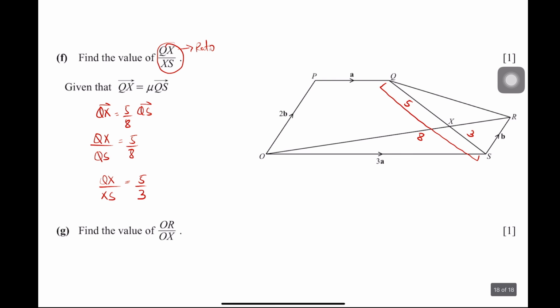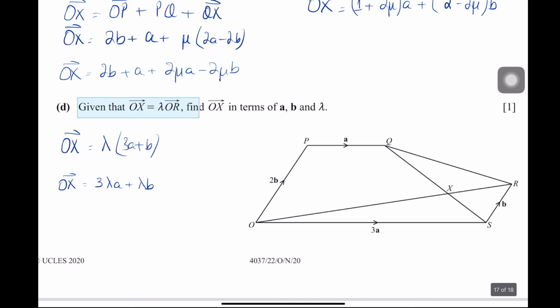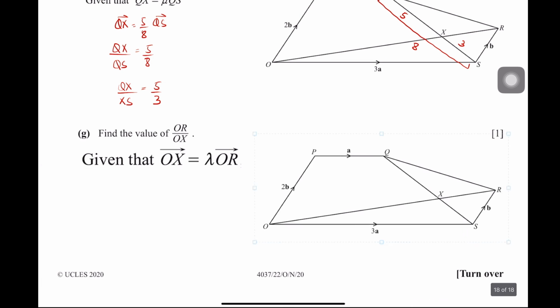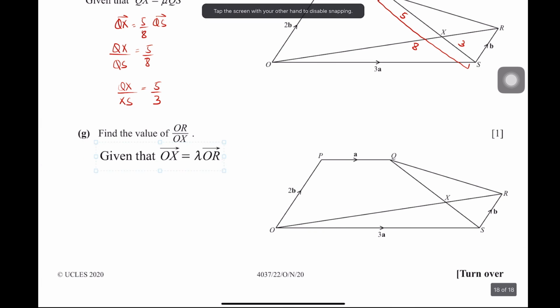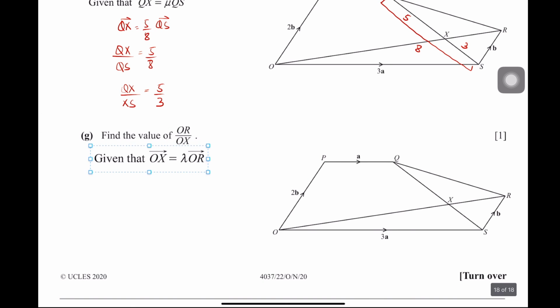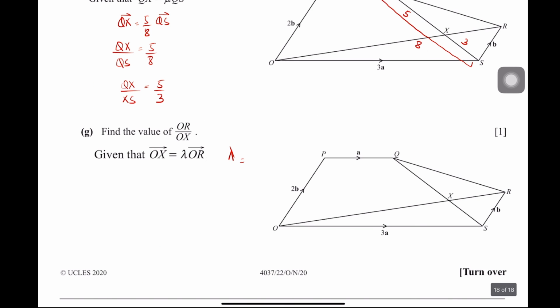Okay, yes. Let me do part D and part F of this as well, because part F is a little bit new for us. Okay, now this is the information that was given to us in the question, previously, where it said ox is lambda times of or. Okay, and now that we have the value of lambda, we know very well that lambda equals 3 upon 4.